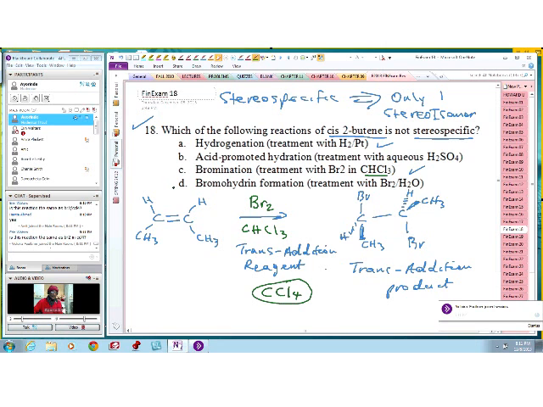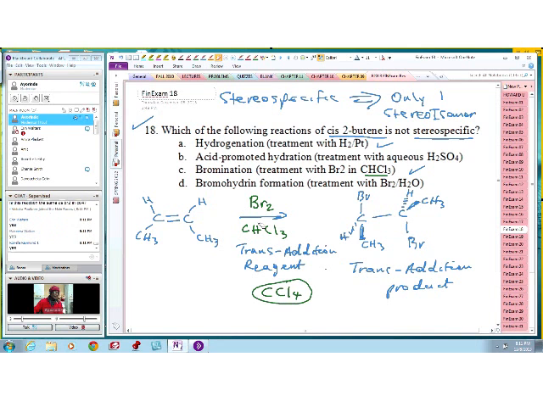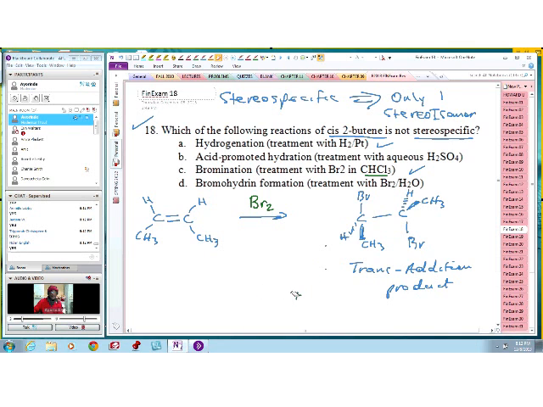Does anybody have an idea whether D will be stereospecific or not? If it is stereospecific, say yes. If it is not, say no. Anybody has an idea for D? Yes, I see all kinds of yes. Okay, very good. All good. Okay, so let us see that. That is correct. The bromine water, in other words, when you have bromine and water reacting with a carbon-carbon double bond, what does it do?